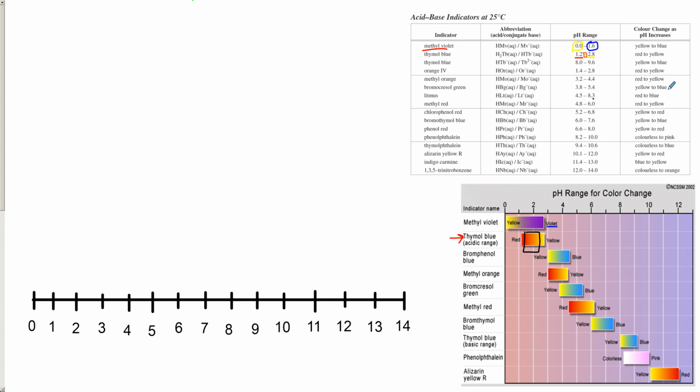So the way the chart works is whatever color is on the left-hand side of the chart corresponds to the pH on the left-hand side. Whatever pH is on the right-hand side corresponds to the color on the right-hand side. And if you're in between those pHs, you simply have an intermediate or in-between color.